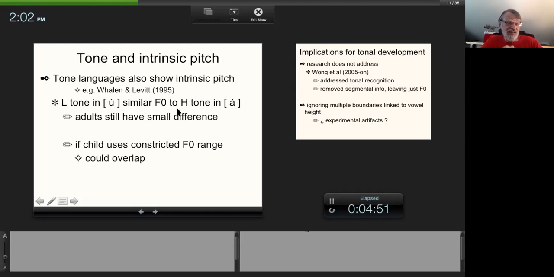Now, adults still have a small difference in the direction that you'd expect from tone, but if a child constricts the F0 range compared to adults, the two things, the high and low tone, could actually have overlapping distributions.